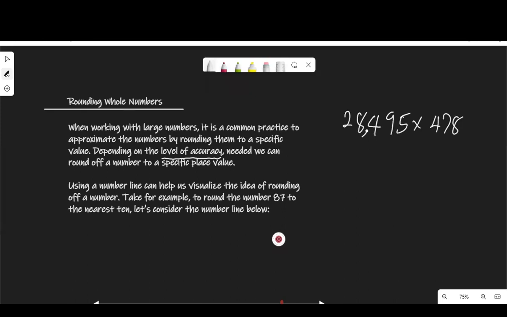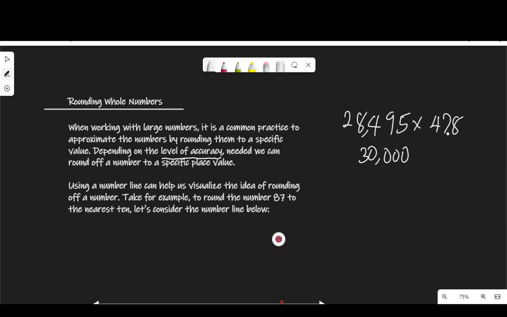For example, this is 28,495. Now I want to multiply by 478. So I can decide to round this number to the nearest thousand or nearest 10,000, depending on the level of accuracy I want to achieve. For example, this 28,000 is very close to 30,000, so you can just round it upward to 30,000.